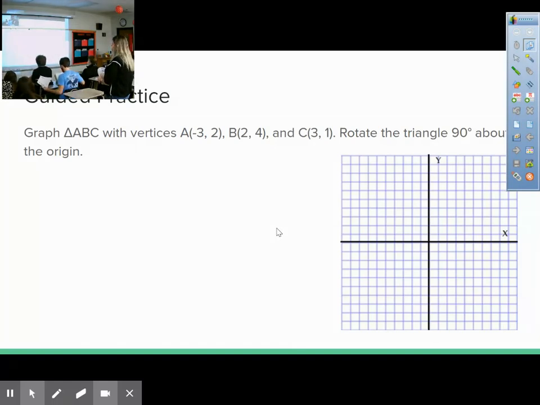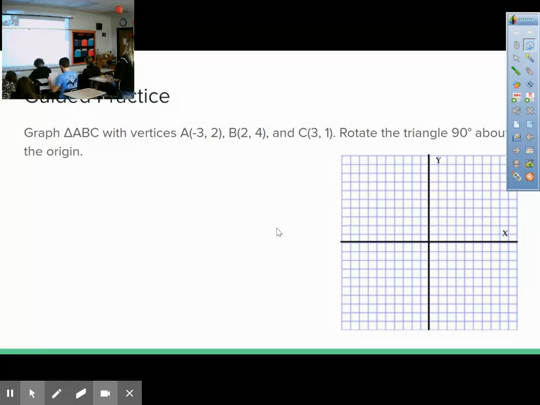So this one says graph triangle ABC with vertices A (-3, 2), B (2, 4), and C (3, 1). Rotate the triangle 90 degrees about the origin. This one's guided practice, so you're going to do it with your partner. Rayleigh, can I get you to move up to seat number 2, and you and Ben will be partners? I need you to turn your desk to face your partner and work this out together. When you're finished, compare your answers to make sure you did them correctly.